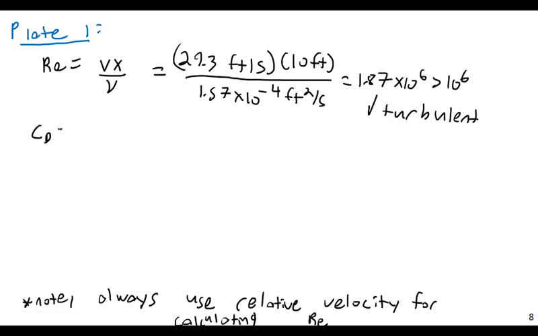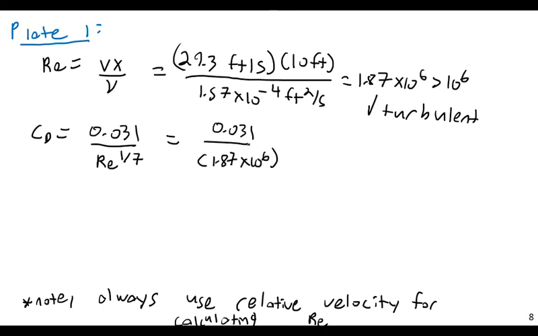Then the drag coefficient is going to be equal to 0.031 divided by Reynolds number to the 1/7 power. And this is equal then to 0.031 divided by a Reynolds number of 1.87 times 10 to the 6th to the 1/7 power. And this is equal to 3.94 times 10 to the negative 3.